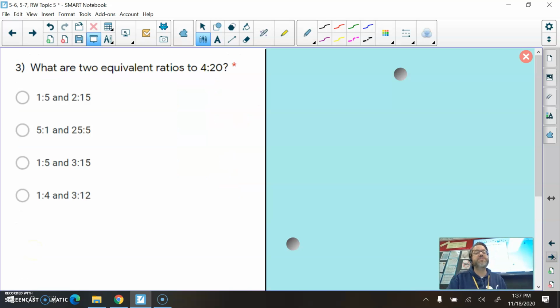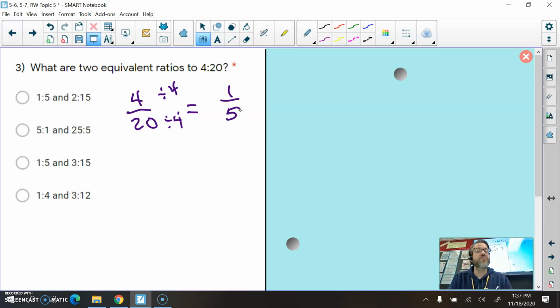Number 3, what are 2 equivalent ratios to 4 to 20? The easiest way that I think there is to do this is to write it like a fraction. If you have the ratio 4 to 20, you can write it like a fraction like this. That, I think, is the easiest way to write ratios. And the first thing I would do is figure out, well, what would this be if I fully simplified it? Well, I could divide these both by 4, couldn't I? And I would get 1 to 5.